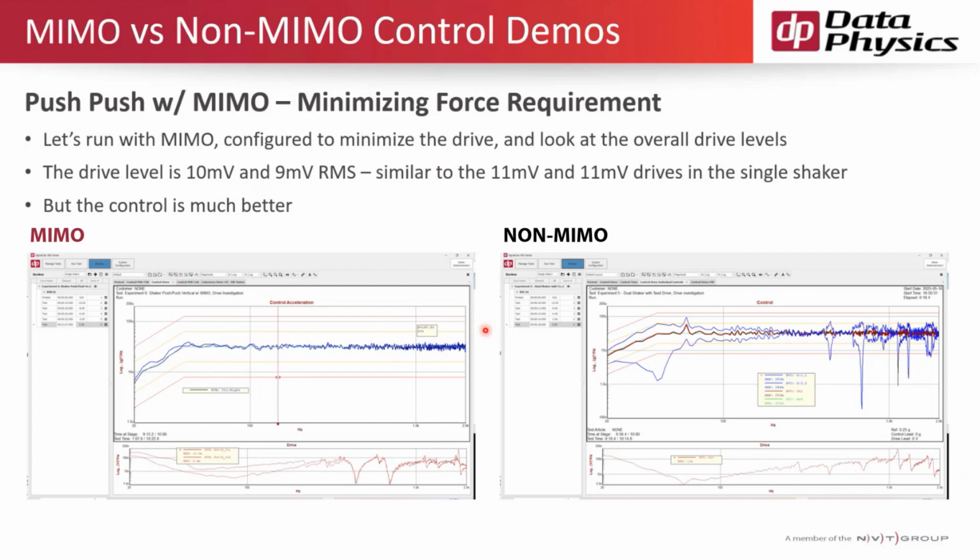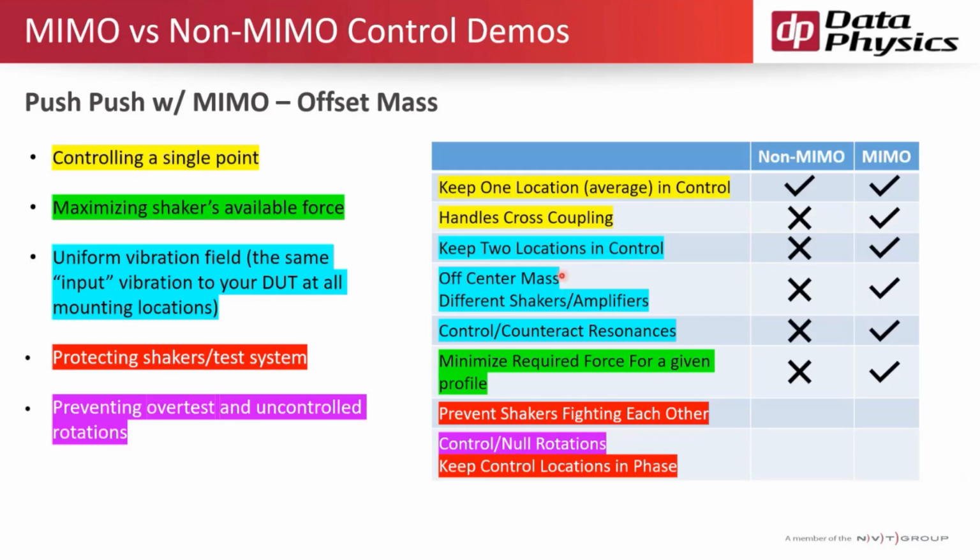Okay, so in the MIMO case, if your goal is to optimize the amount of force you can get out of your shakers, MIMO does a much better job of that than single shaker control, all while still getting improved control. So filling out the complexities grid, minimize required force for a given profile. We're both running the same profile, but the MIMO control does a better job of controlling it with less force requirement from your shakers.